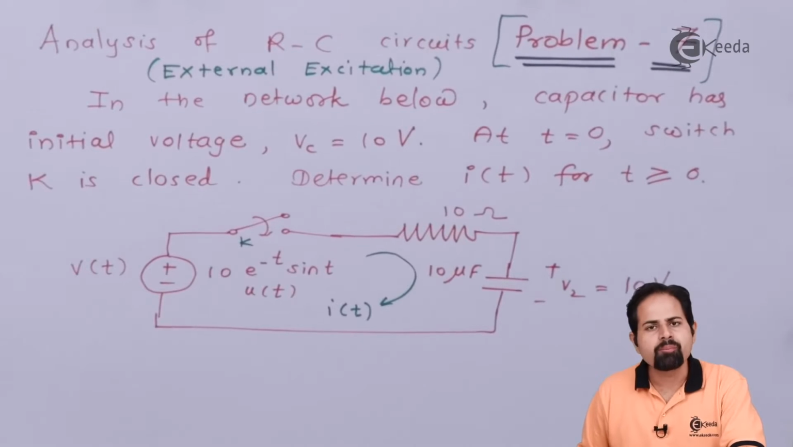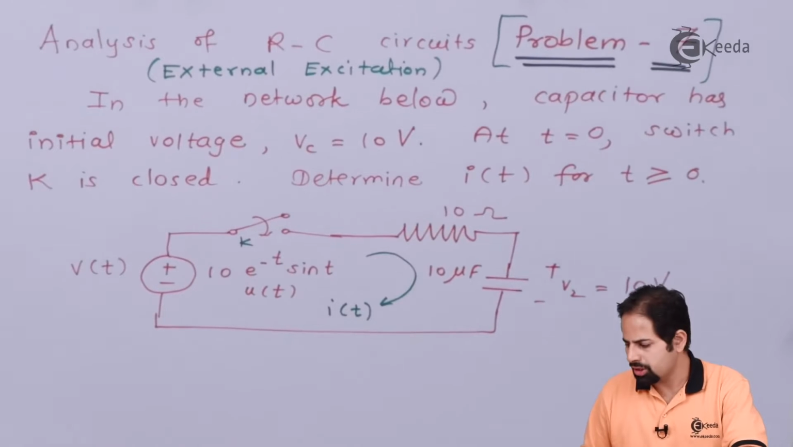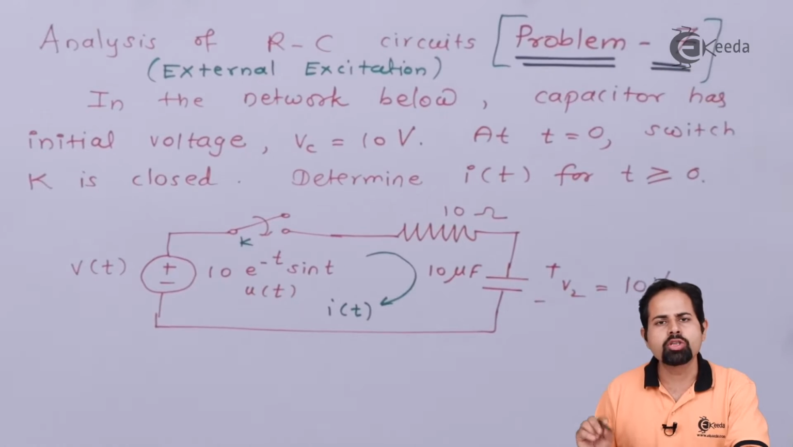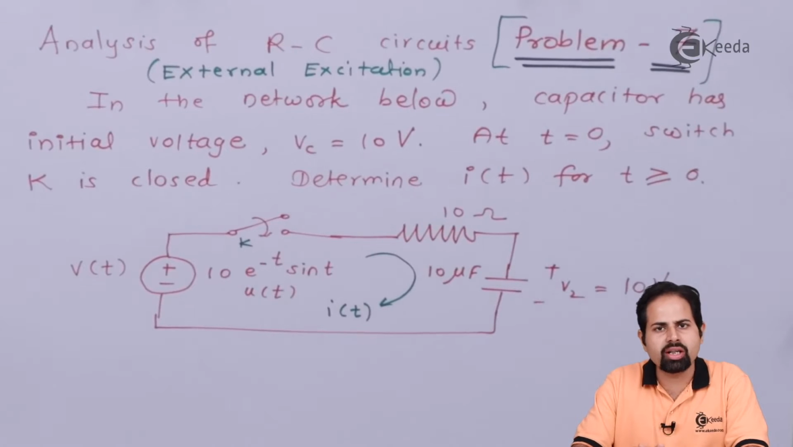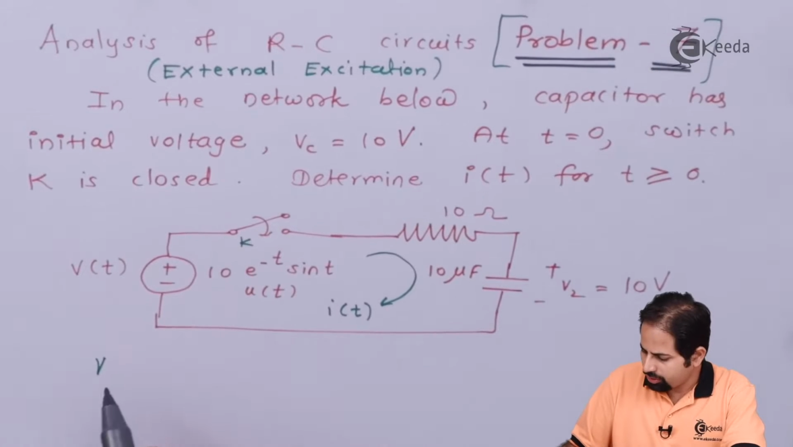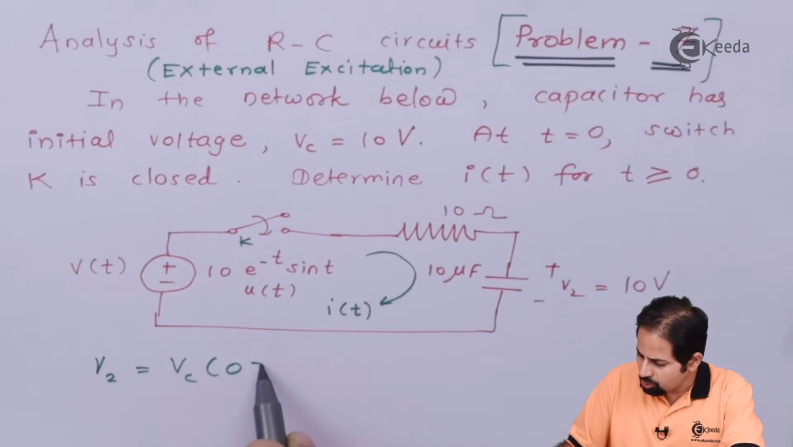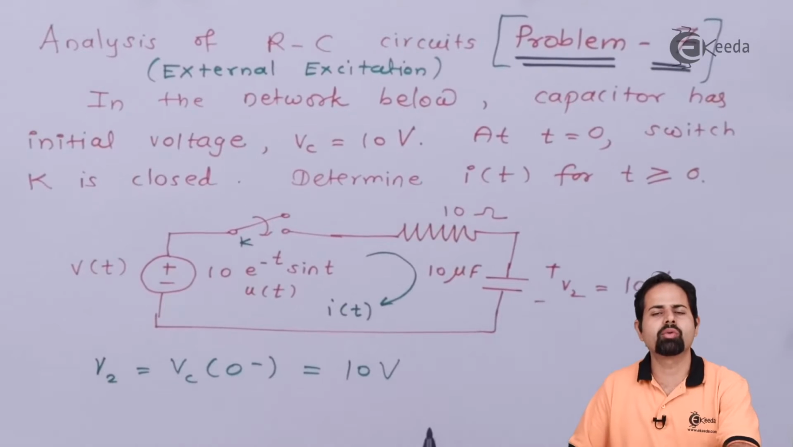So let's start with this. Generally the first step is to get the differential equation, but here, because there are initial conditions given on the capacitor, we should be able to find the initial current, because once we know that initial current, it is required in the last step when we have to calculate the arbitrary constant K. So it is given that this V2, or I will call this Vc, and it is given that Vc of 0 minus is equal to 10 volts. It is given to us.